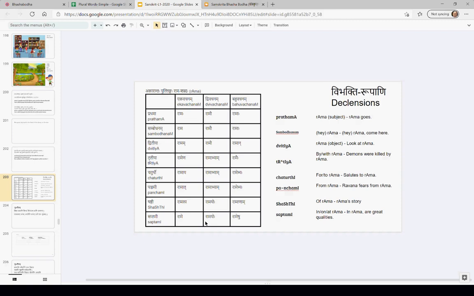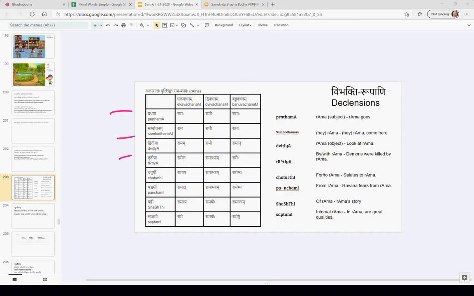There are three numbers. If there is one object, we will use ekavachanam. If there are two objects, we use dvivachanam or dual. If there are more than two, then we use plural form or bahuvachanam form of that namapadam. And then there is a declension also. Each row here is called declension.